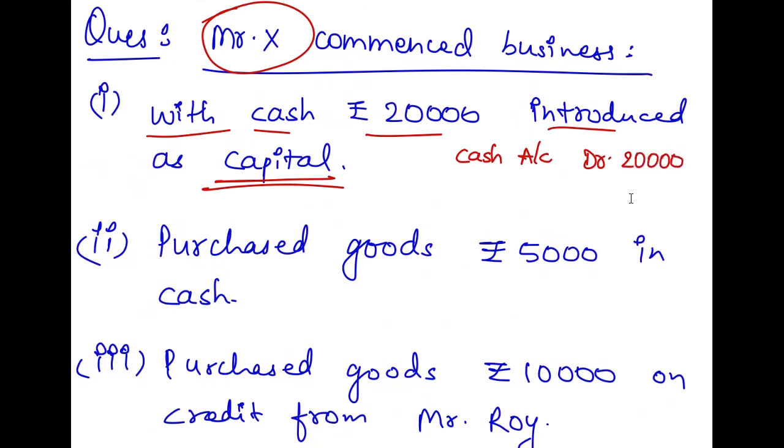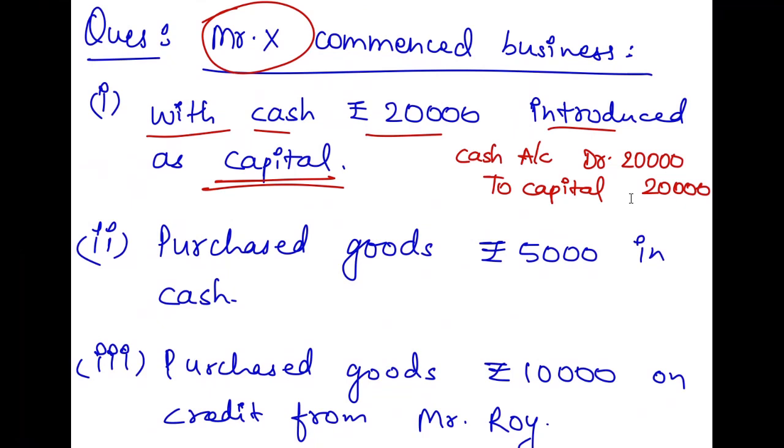We will feel good that the cash has been coming into the business. But obviously when the business closes down, Mr. X will take the cash back. So our capital account would be credited by 20,000. Am I clear?